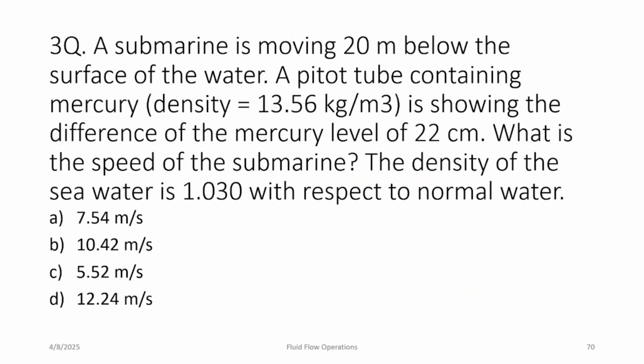So coming to the third question, a submarine is moving 20 meters below the surface of the water. A pitot tube containing mercury with density 13.56 is showing a difference of mercury level of 22 centimeters. What is the speed of the submarine? The density of seawater is 1.030 with respect to normal water. So we were given a few points. Let me write the data down.